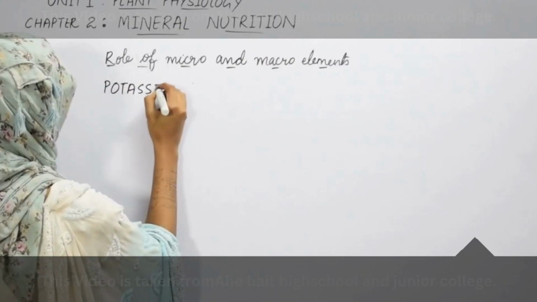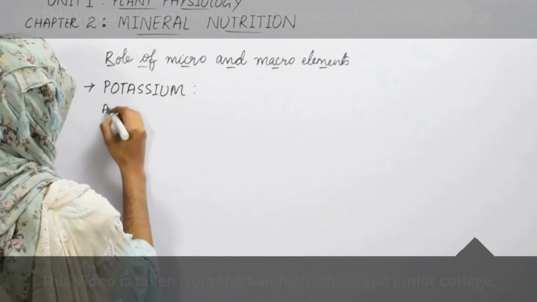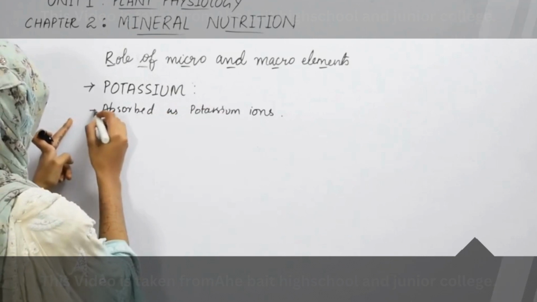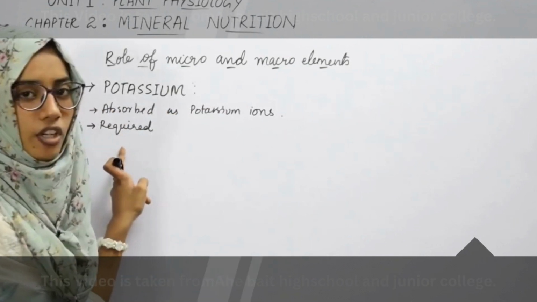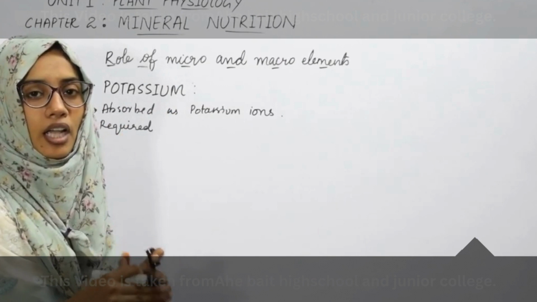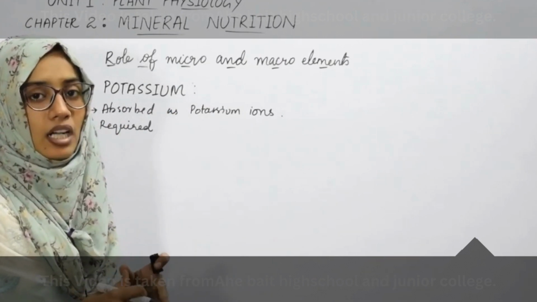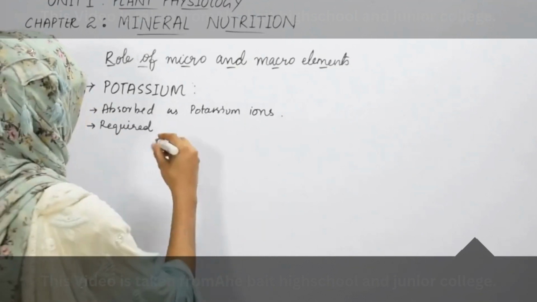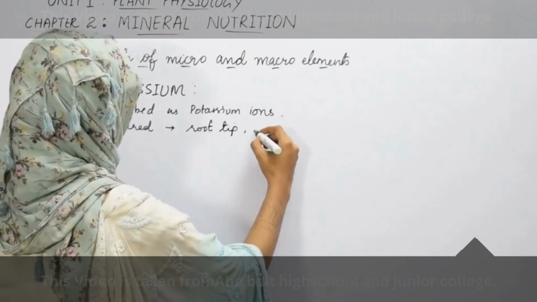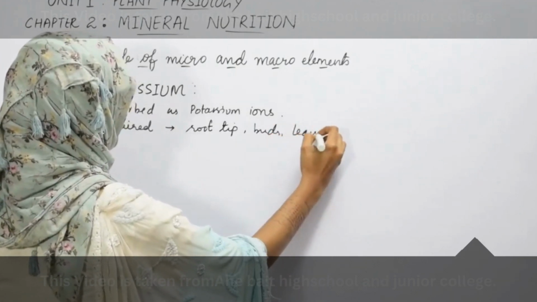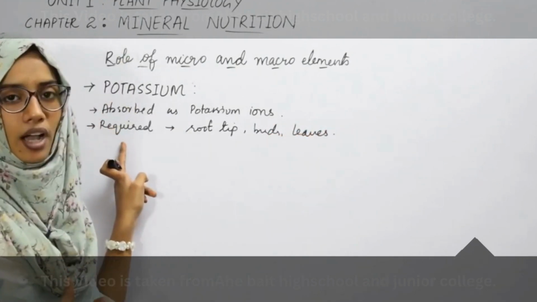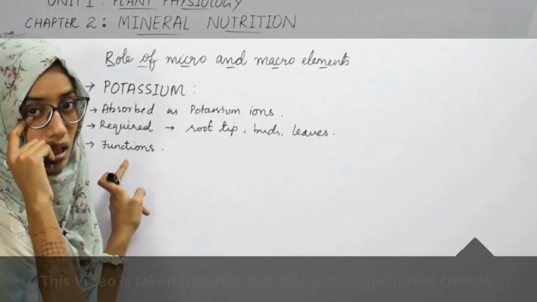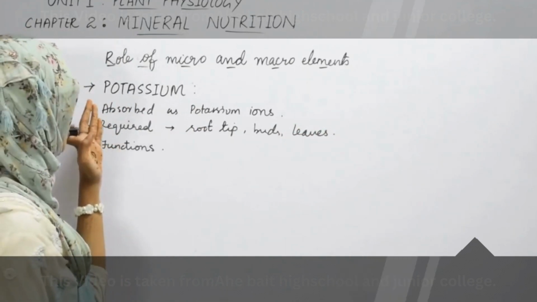Next element, potassium. The element potassium is absorbed as potassium ions from the soil and it is required everywhere. That means it is required by all the parts of the plant, but it is required in more quantity by some meristematic cells which are present in the root tip, in the buds or in the leaves. So the potassium ion is required in a large quantity by root tips, buds and leaves. Now we are going to see the functions of potassium element.